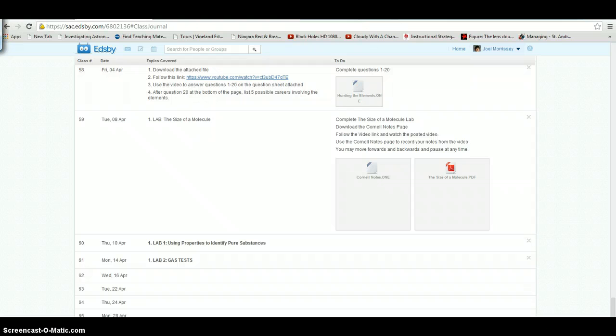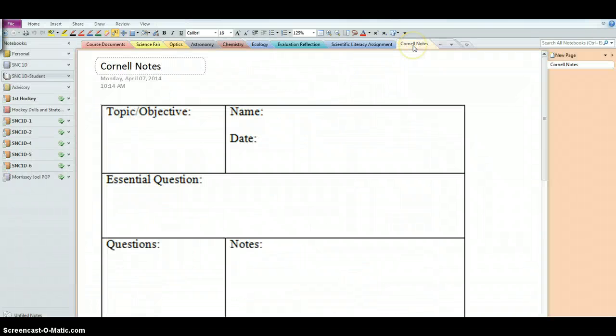So today I'm going to introduce you to a new note-taking form, and then we're going to talk about chemical and physical properties. The first thing you're going to do today, after you've finished your lab, the size of a molecule, is go to Cornell Notes on today's date in Edsby and download it, please. You will find that it looks something like this.